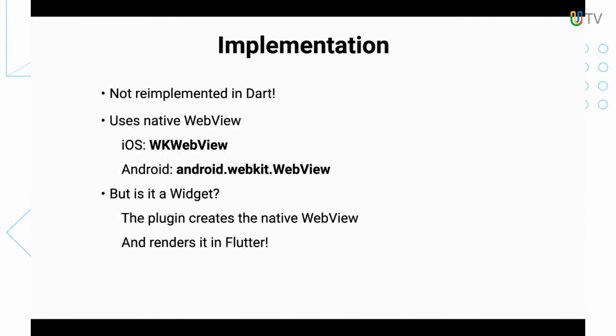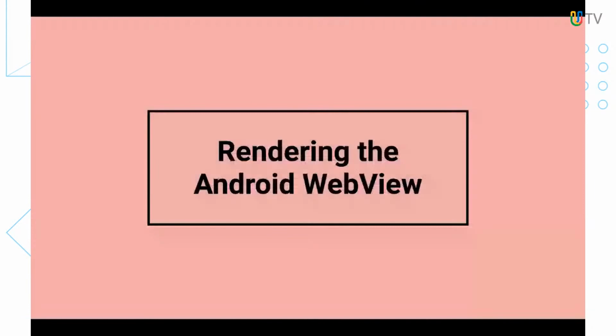But then, is it a widget? It uses the native Webview and it renders the native view inside Flutter, just like another Flutter widget. So yes. And so how can the Flutter Webview widget render what is being rendered already in the native view? And that's what I want to explain now. And that's what actually made me very curious to understand how the rendering system works.